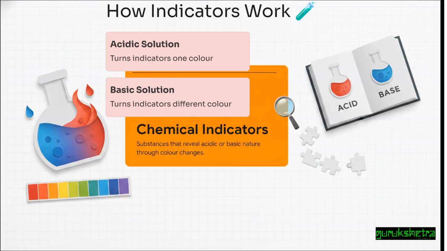Honestly, think of an indicator like a spy's secret decoder ring. On its own, a mystery liquid just looks clear and, well, boring. But when you add that indicator, boom, it decodes the invisible properties of the liquid. An acidic solution is going to turn the indicator one specific color, while a basic solution turns that exact same indicator a totally different color. It's literally a secret code revealing what kind of chemical we're dealing with. And the best part, we don't have to touch or taste a single drop.